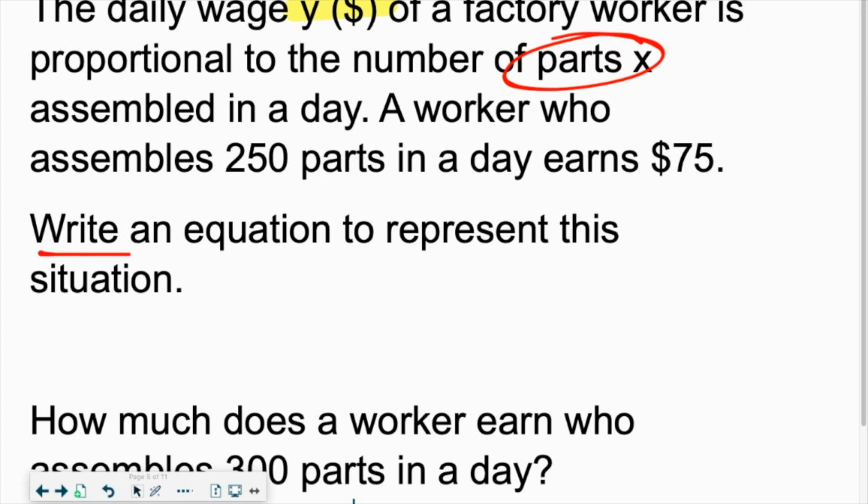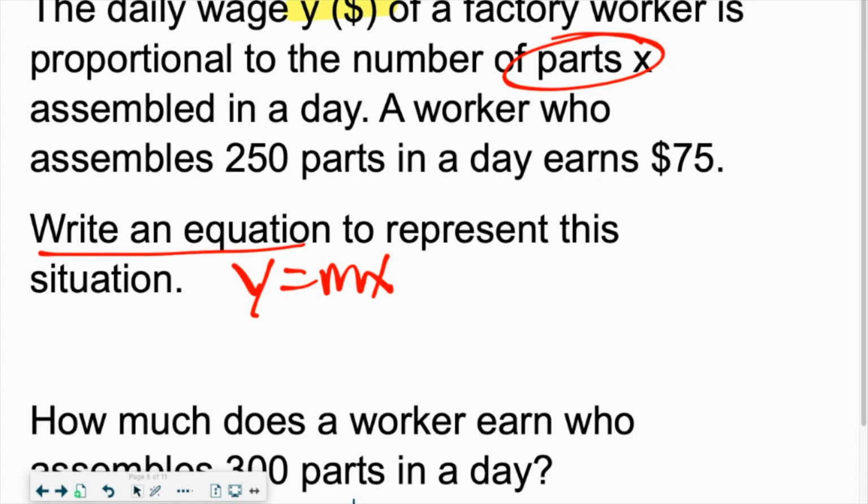Just write an equation. So we're going to start with our y equals mx. That's what we use today because, again, go back to the problem. Is it a direct variation? Is it proportional? If he puts 0 parts together, does he get paid? No. So it goes through the point 0, 0, and it has a constant wage, constant rate of pay. And then that's what we're going to have to try to find.